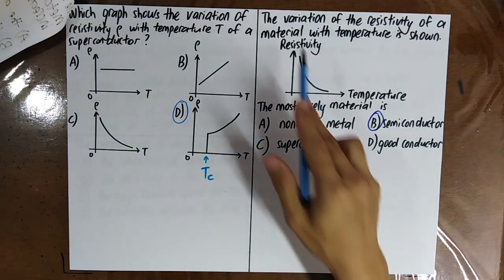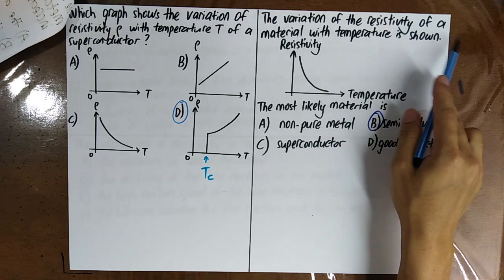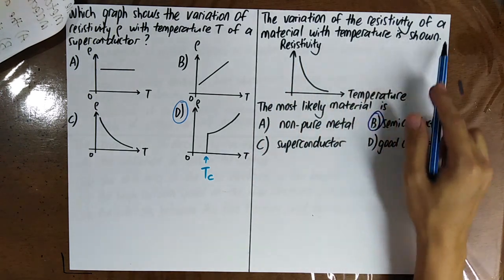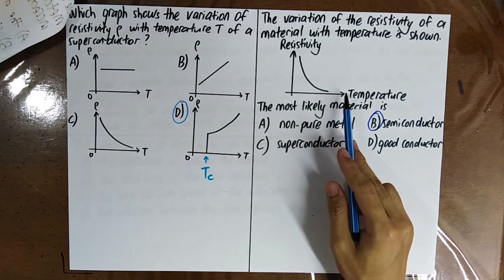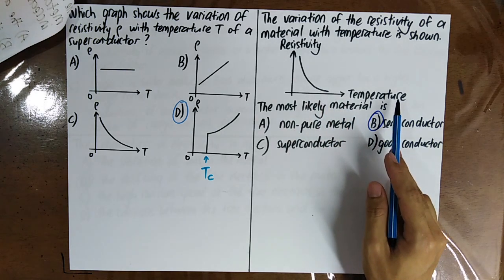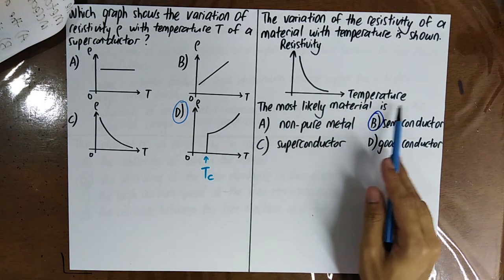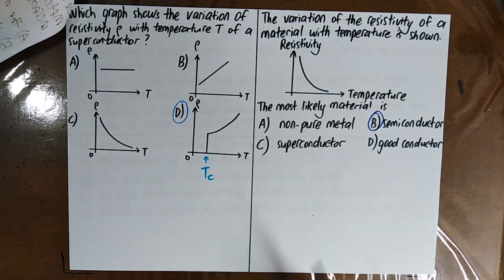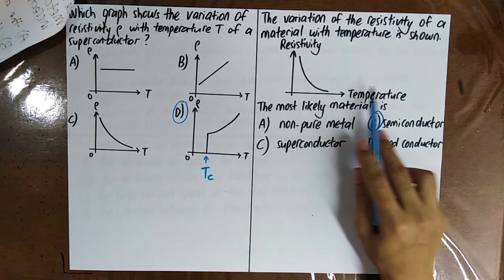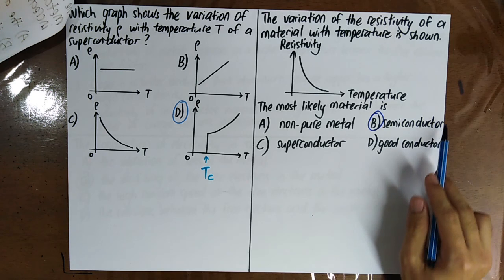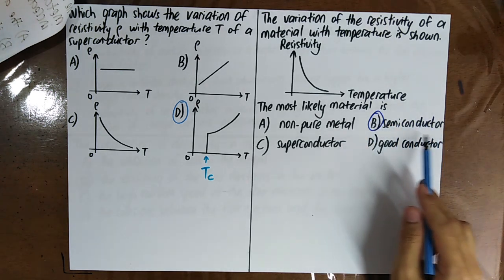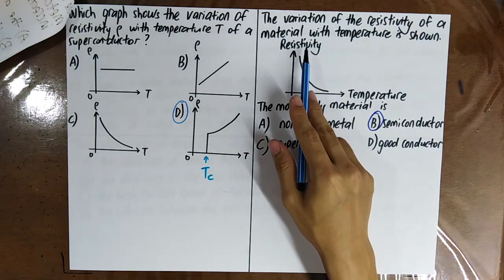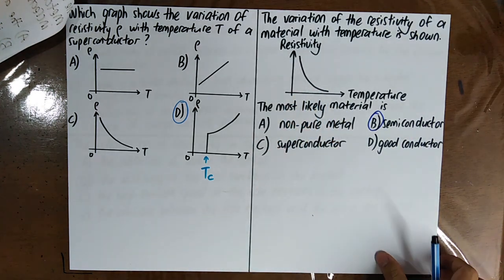Okay? The variation of the resistivity of a material with temperature is shown. Resistivity will decrease by the increase in temperature. The most likely material is a semiconductor, okay? Because when the temperature increases, the number of charge carriers increases, so that the conductivity increases and then the resistivity decreases.